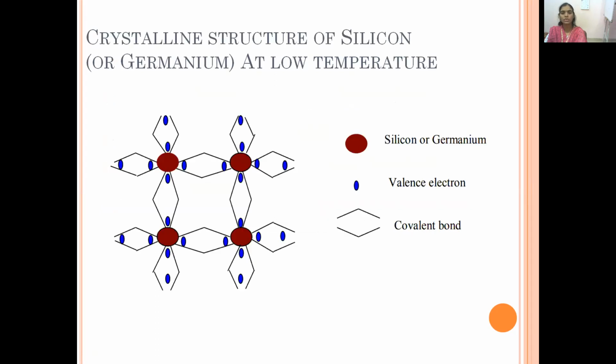See the crystalline structure of silicon or germanium at low temperature. At the low temperature, all the valence electrons are tightly bound to the nucleus. Hence, no free electrons are available for conduction. The semiconductor behaves as an insulator at absolute zero temperature. This is the silicon or germanium nucleus. These are the valence electrons.